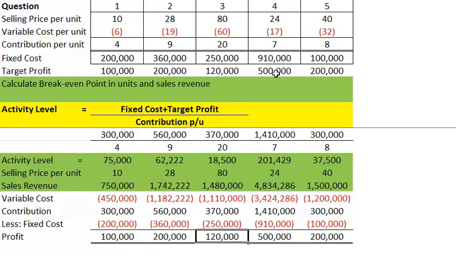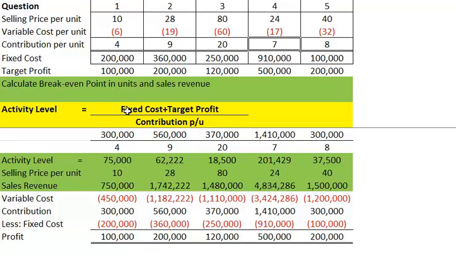In the same way, in question 4, our selling price is 24 pound per unit. Variable cost per unit is 17 pound. Contribution per unit is 7 pound. 24 pound minus 17 pound, we arrive at contribution per unit of 7 pound. Our fixed cost is 910,000 and our target profit is 500,000. When you add them together, we arrive at 1.4 million.